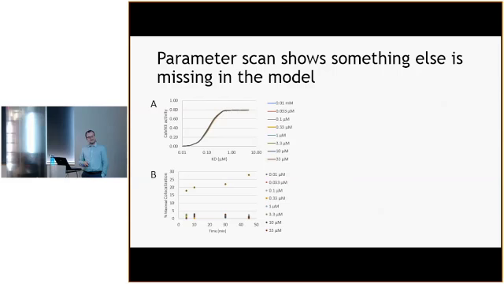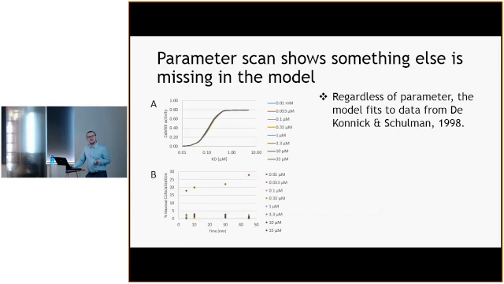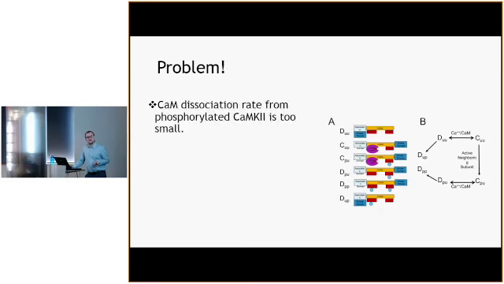subunit exchange data, the bottom parts are our simulations, and the top part is the experimental data. We are far away from the reality. And then I was wondering why this is happening, and the reason is this term. The phosphorylated calmodulin dissociation rate from CAMK2 is very low.